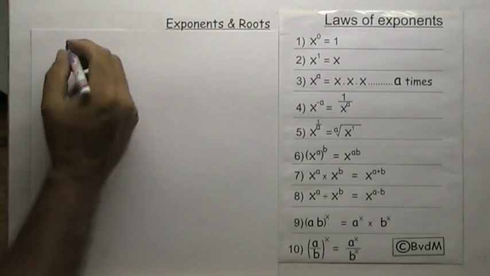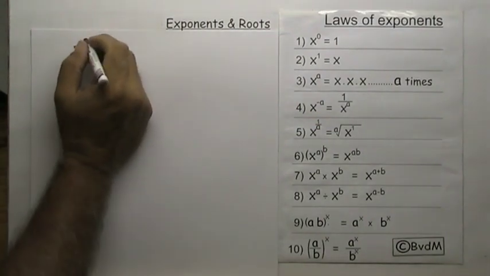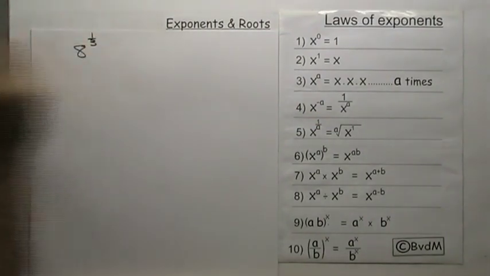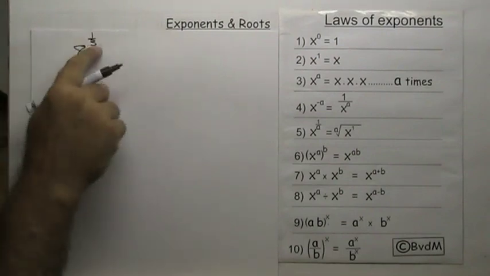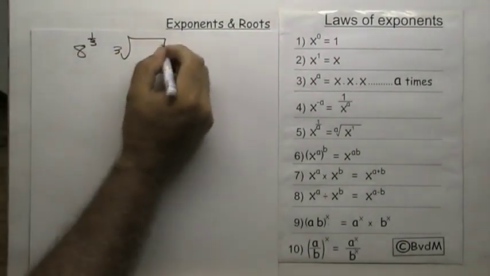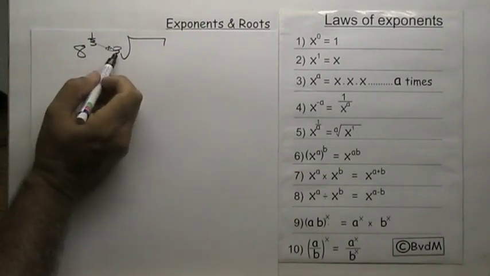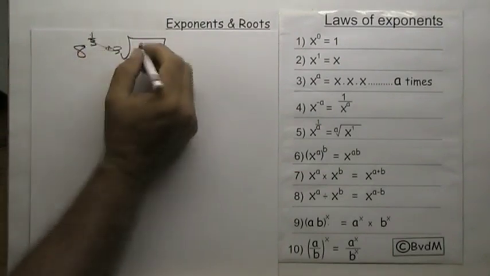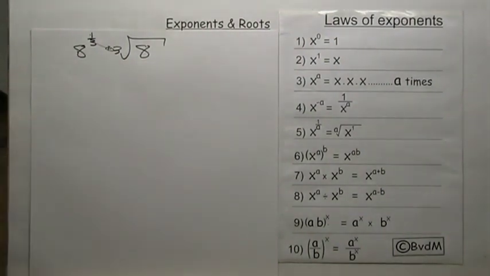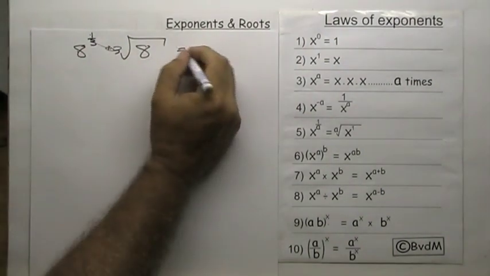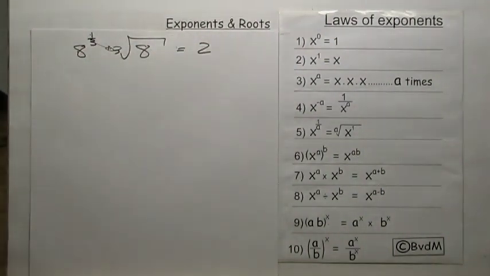Let's look at that one. 8 to the power a third. The third is the root. The third, the denominator, becomes the root of 8 to the power 1. And 8 to the power 1, I can just write like that. And the cube root of 8 is equal to 2.